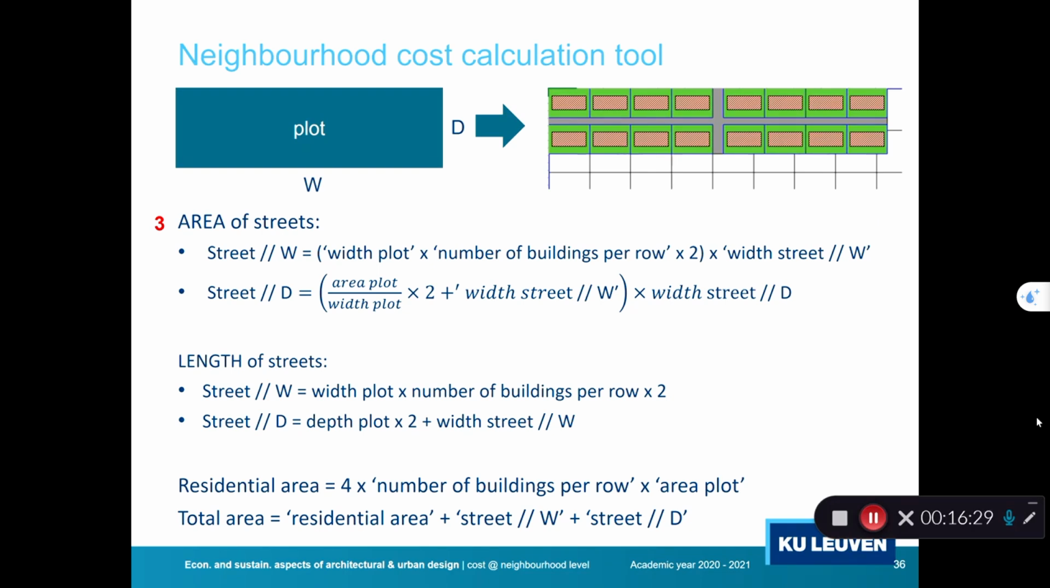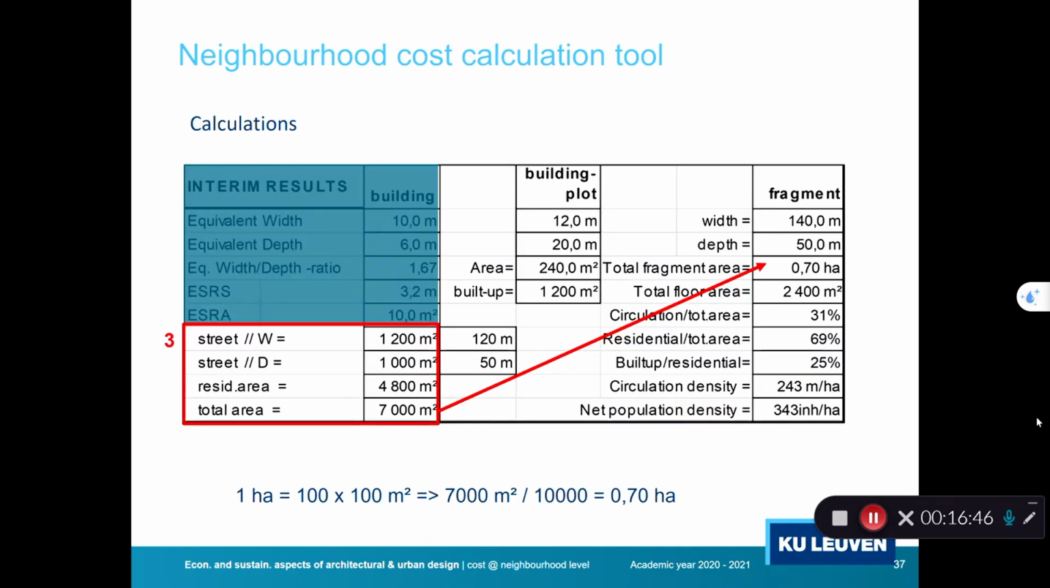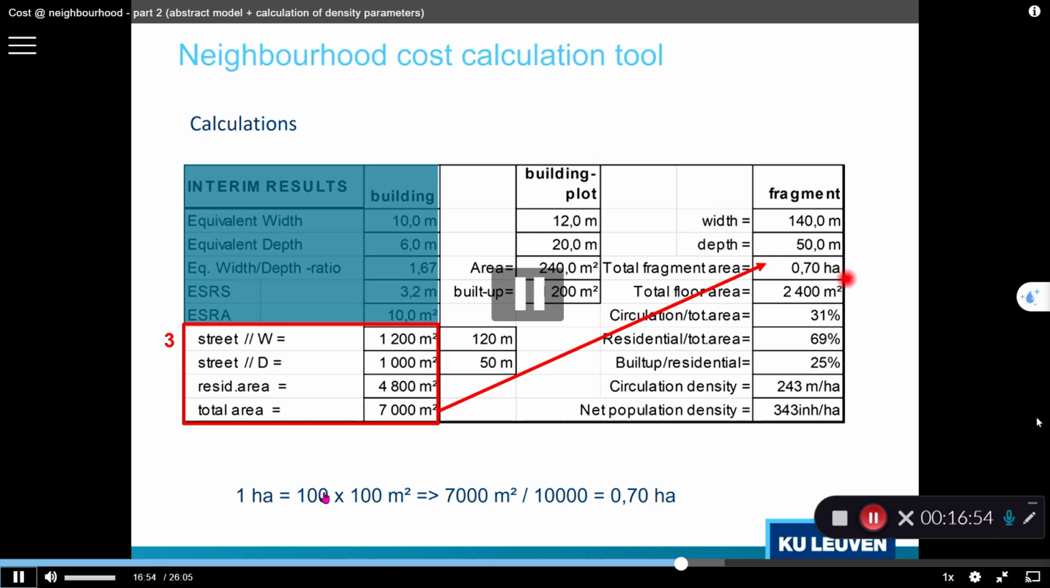The total area is then the residential area plus the area of the street parallel to the width of my plot plus the area of the street which is parallel to the depth of my plot. With these calculations, we can also translate the total area which we have calculated in square meters to an area in hectare by dividing by 10,000.